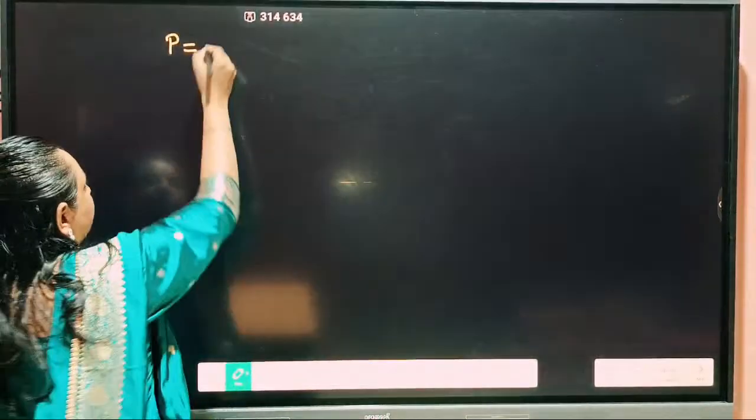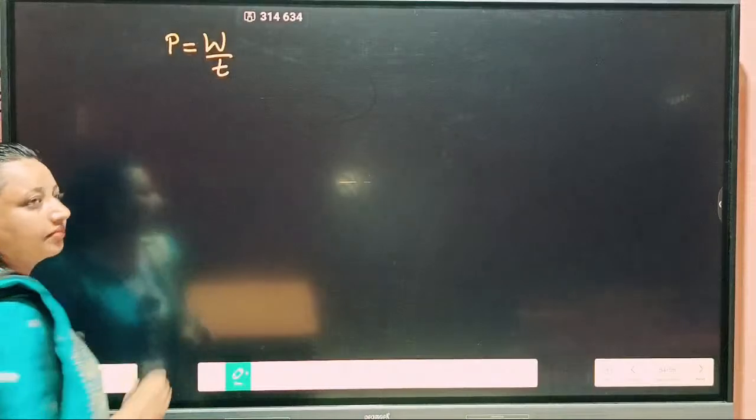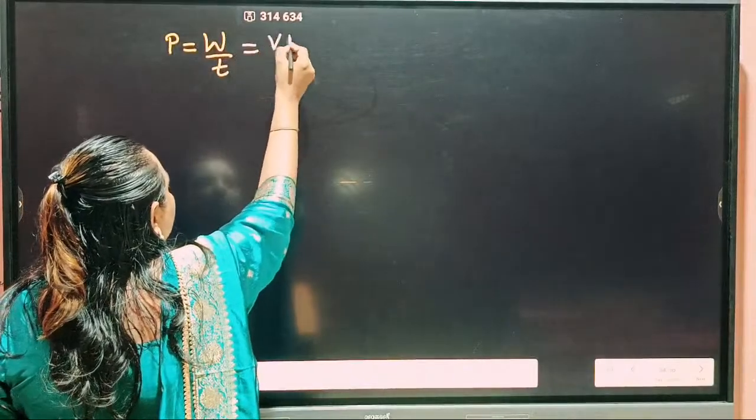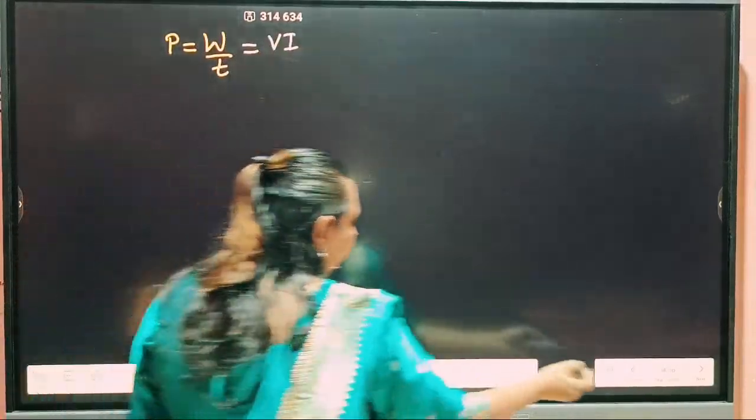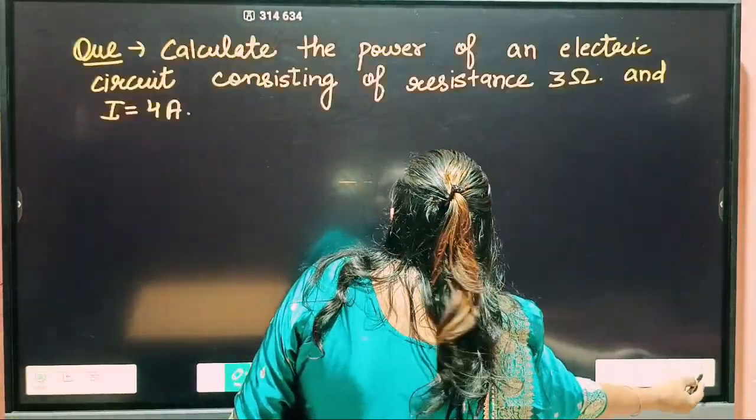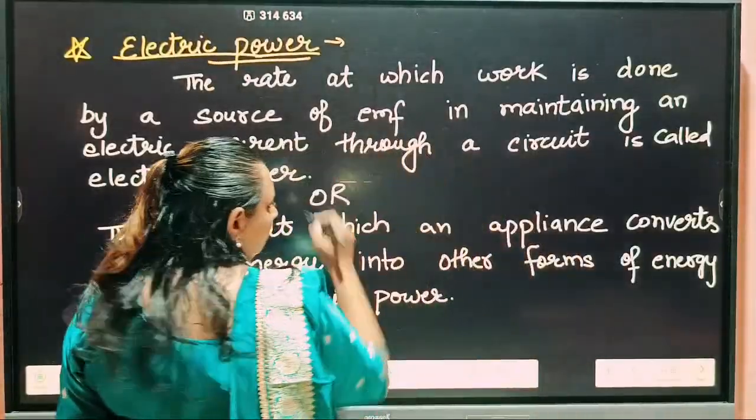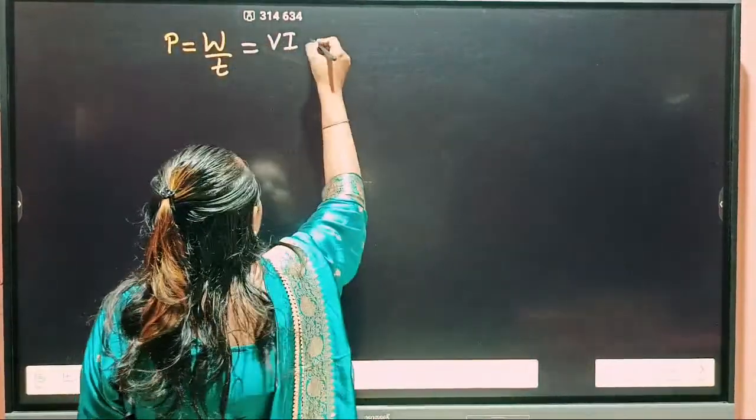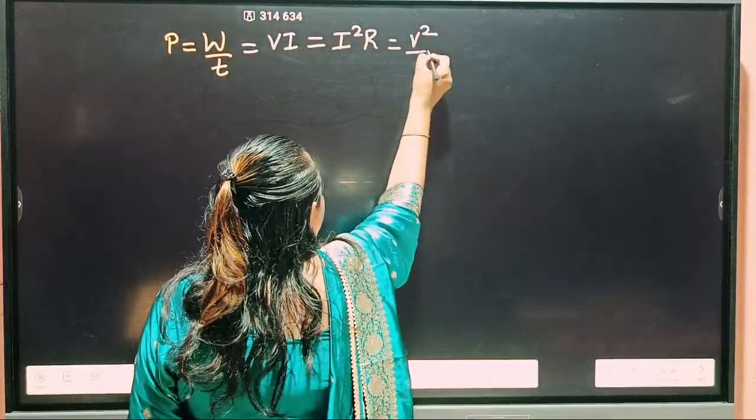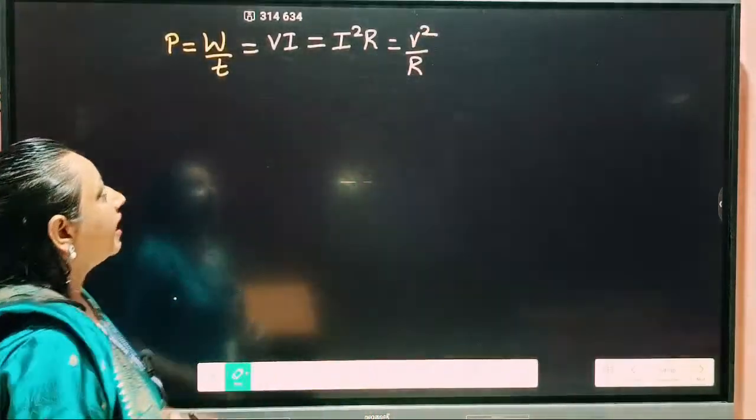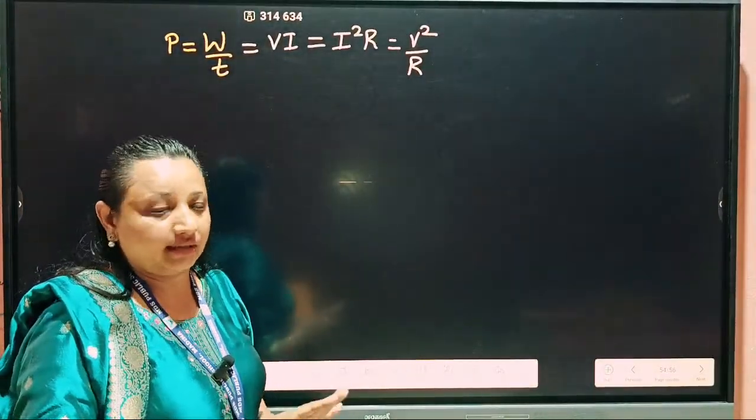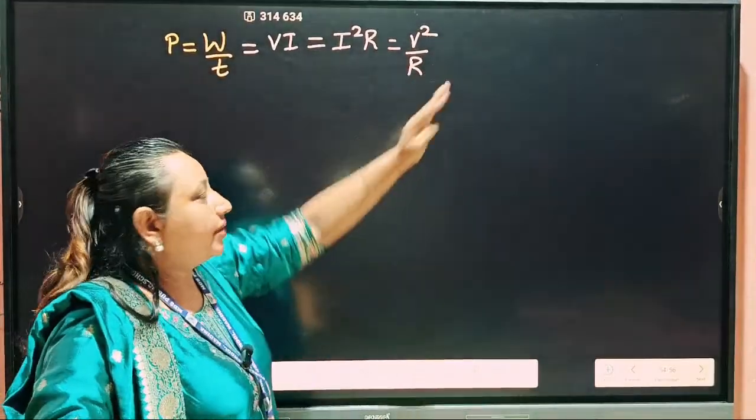So P is equal to work done per unit time, the rate of doing work to maintain the current in the electric circuit. So it is equal to VI, or I square R, or V square over R. So we have three formulas for electric power: P is equal to VI, the product of potential difference and current, I square R, and V square upon R.